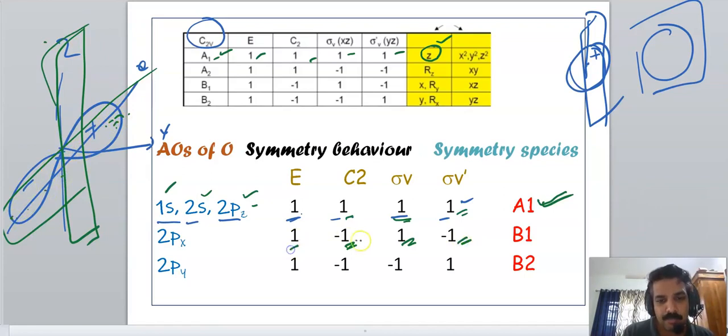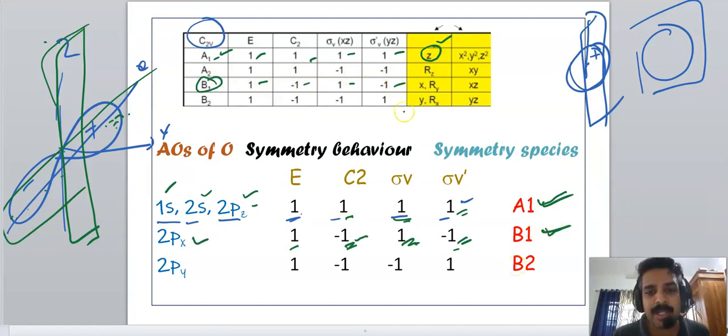So 1, minus 1, 1, minus 1. So it belongs to the B1 representation. So 2px belongs to the B1 representation. Or in another way, we know that the 2px orbital transforms the same as the x coordinate. Here x transforms as B1. So 2px belongs to the B1 representation.